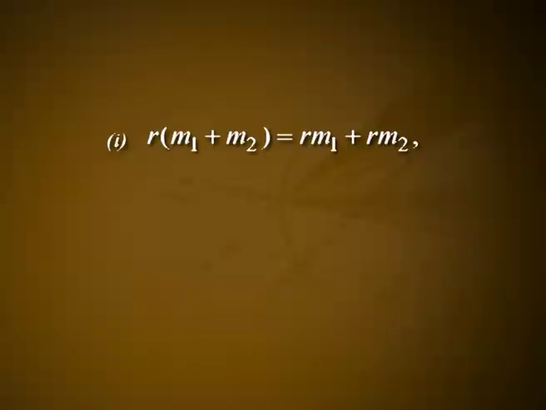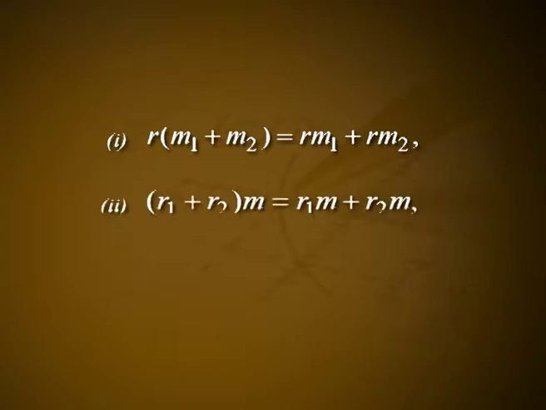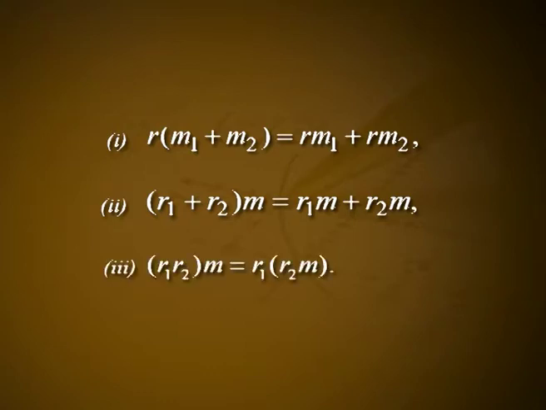1. r(m1 plus m2) is equal to rm1 plus rm2. 2. (r1 plus r2)m is equal to r1m plus r2m. 3. (r1r2)m is equal to r1(r2m).